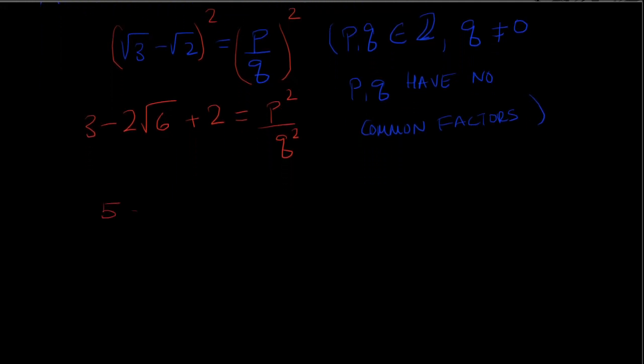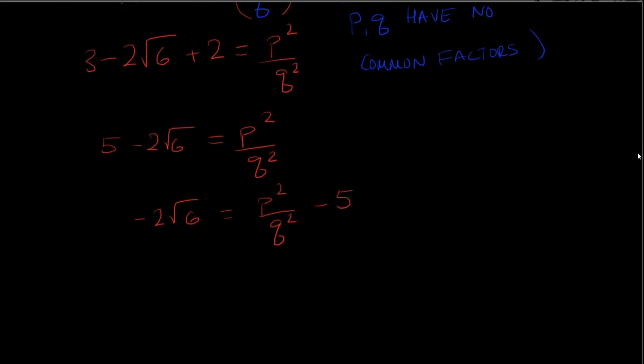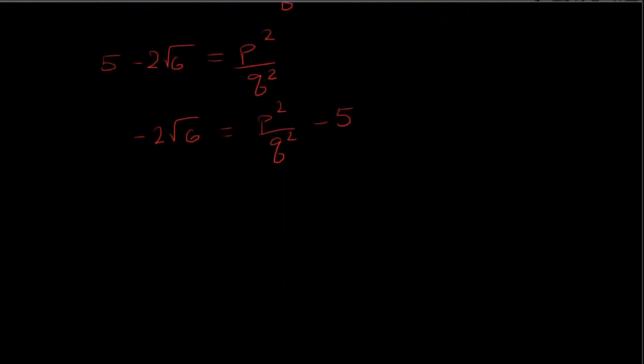So 3 plus 2 is 5, and then we have 5 minus 2 root 6 is equal to P squared over Q squared. If I subtract by 5, I get negative 2 root 6 is equal to P squared over Q squared minus 5. And I'm going to divide both sides by negative 2. So I have root 6 equals P squared over negative 2Q squared plus 5 over 2.